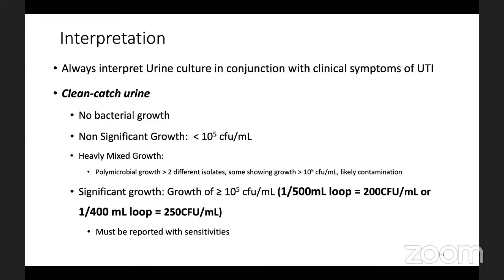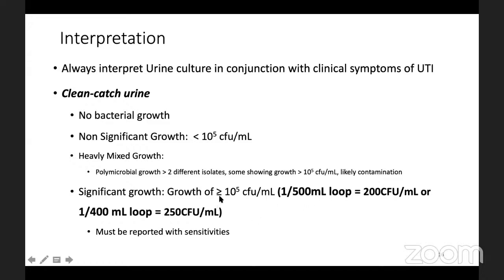Then we come to the significant growth. This is when the growth is greater than or equal to 10 to the power 5 colony forming units per mil. So how do you calculate this? You are using a loop of 1 on 500 mil. It is the same as 0.002 mil.